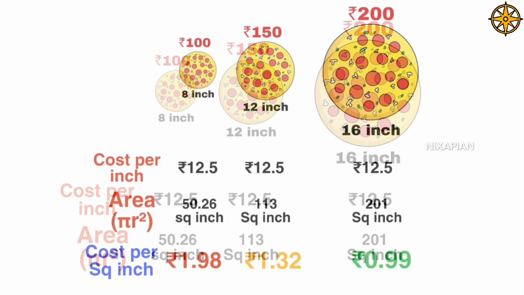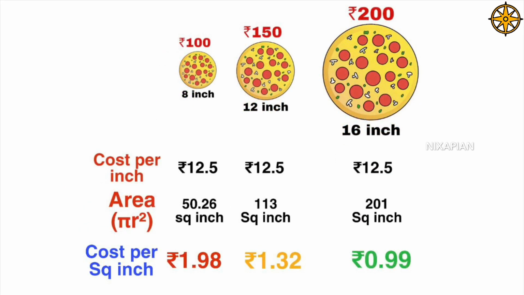Now you calculate the cost per square inch. You divide the cost by the square inches or the area. So now the cost per square inch in case of the 8-inch pizza is rupees 1.98 and the cost per square inch in case of the 12-inch pizza is rupees 1.32 and the cost per square inch in case of the 16-inch pizza is rupees 0.99, which is just 99 paise.